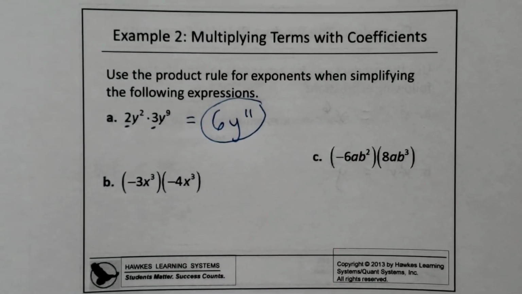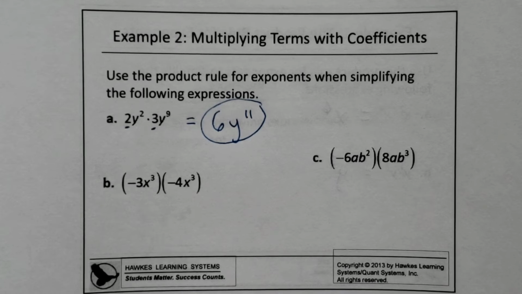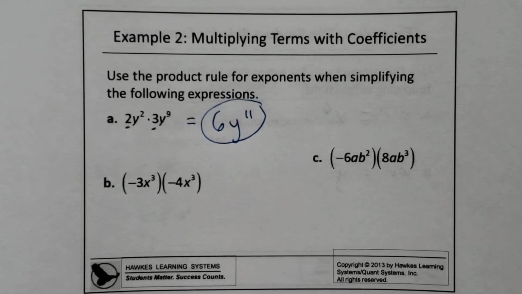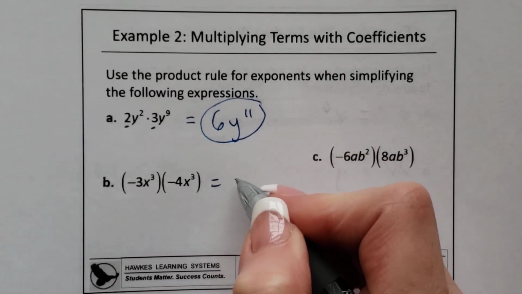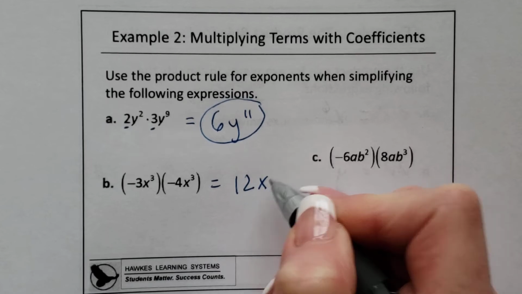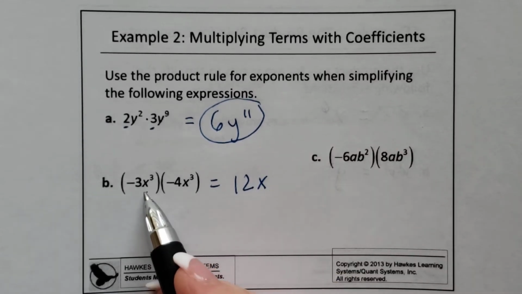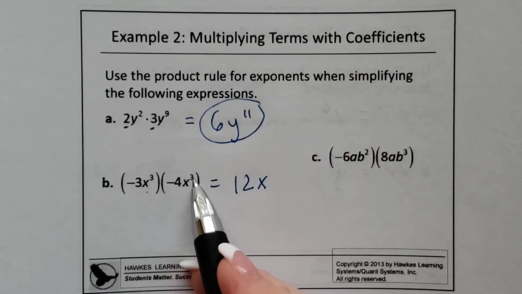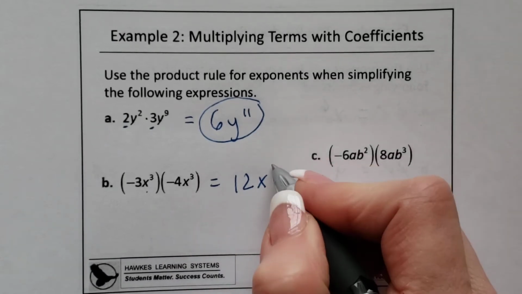All right, same thing with letter B. Those two numbers in the front are both coefficients. So we're going to multiply negative 3 times negative 4. We get positive 12. And then our base is x being raised to the power of 3. This one's to the power of 3, so 3 plus 3 is 6.